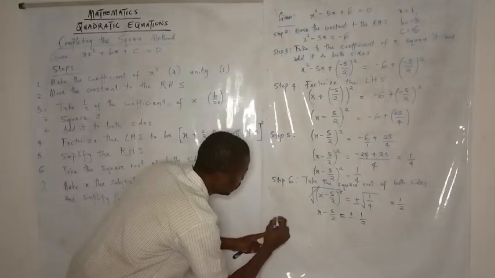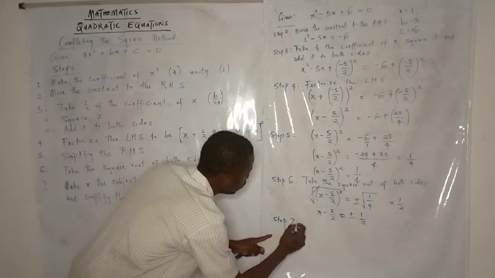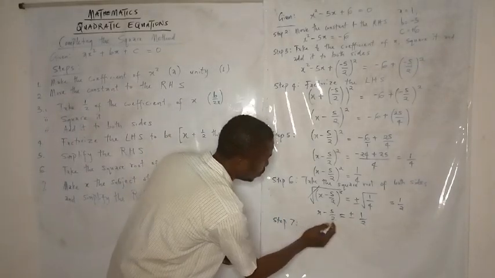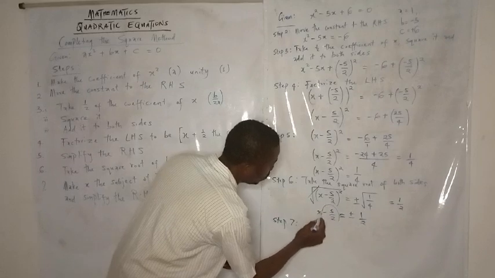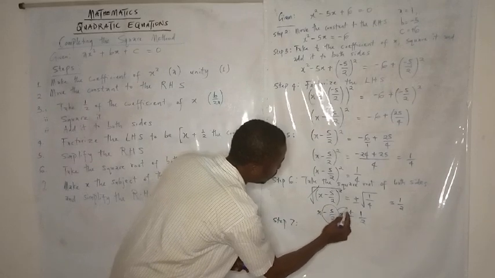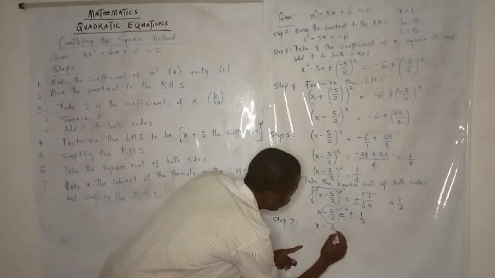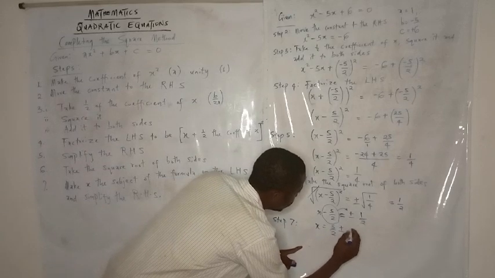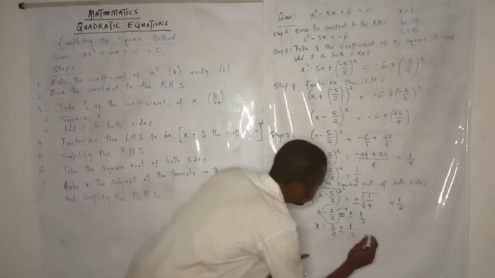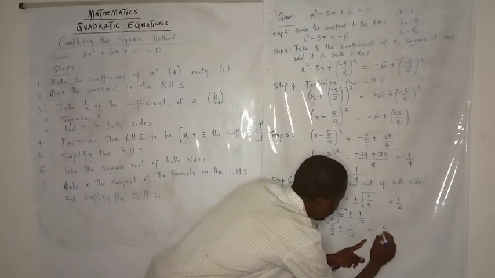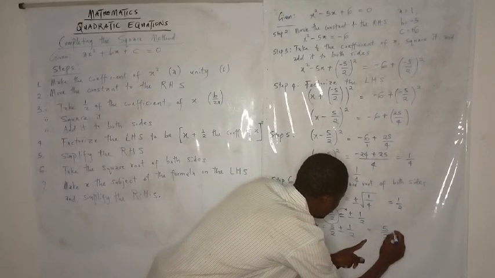So step 7, we make x the subject of the formula. From here, we move this one to the right hand side. So x will be equal to 5 over 2 plus or minus 1 over 2. This will be equal to 5 over 2.